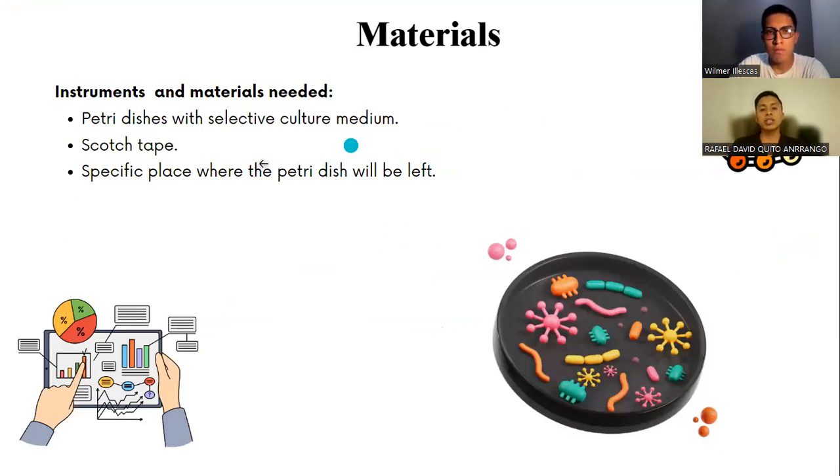In this practice, we only used the materials and instruments that we needed: Petri dishes with selective culture medium, Scotch tape, and a specific place where the Petri dish will be left.